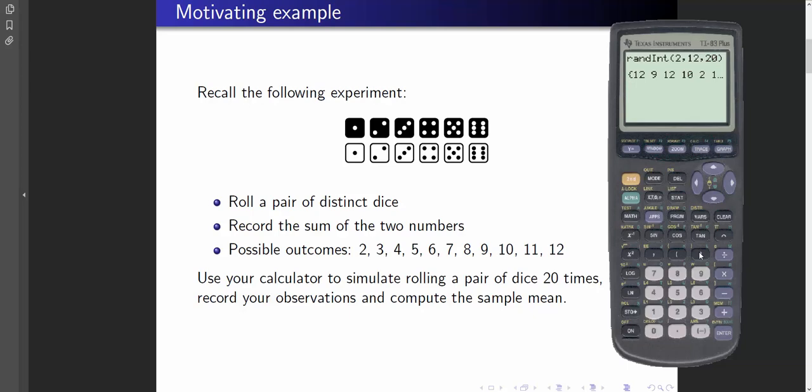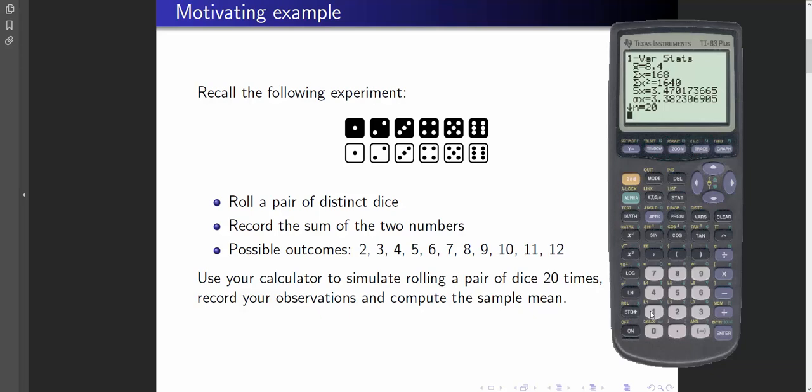Okay, so these numbers, the sequence of numbers, represents what? The experiment of rolling the dice 20 times. Okay, I'm going to store my numbers in L1. And now I would like to take a look at the mean sum of this experiment. So I'm going to go to one variable statistics and just compute the mean. Okay, so I got 8.4. This represents the average sum if I were to roll the two dice 20 times.